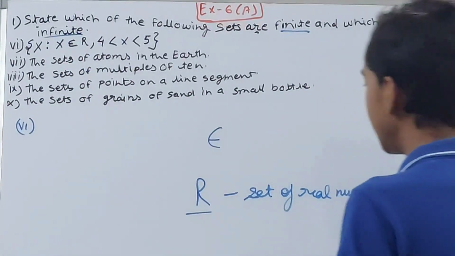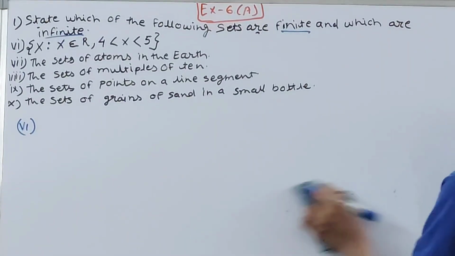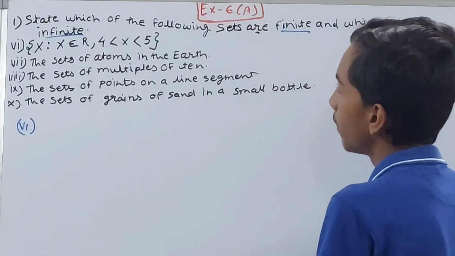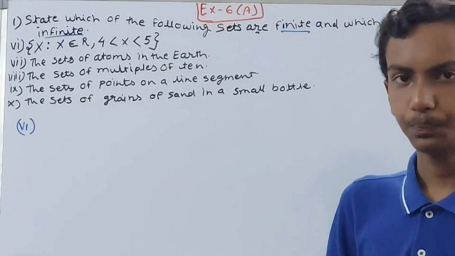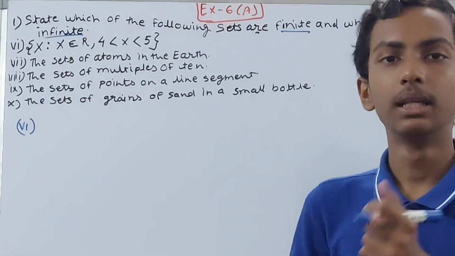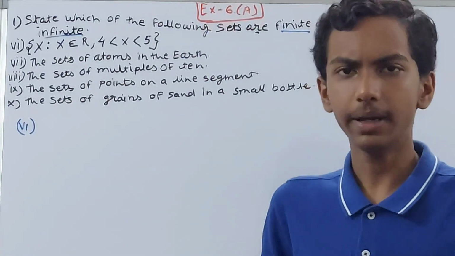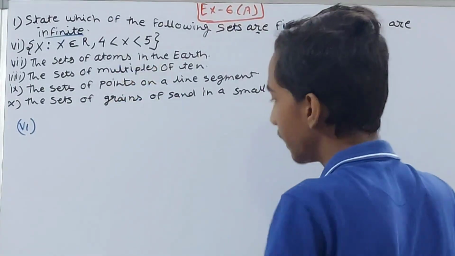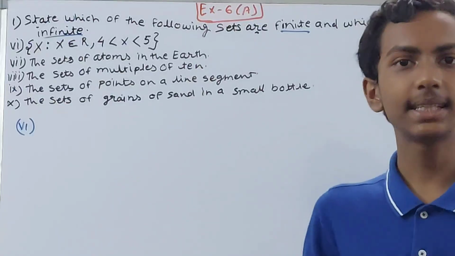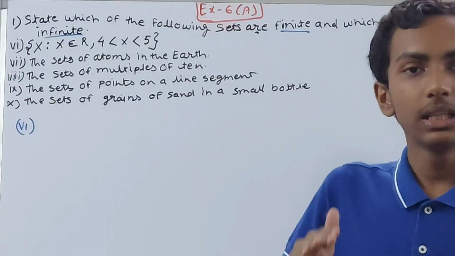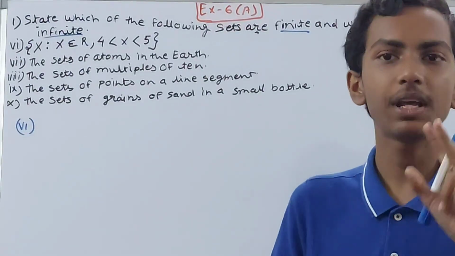So basically there is nothing in this part. They are just saying that you have to tell how many values of X can be here. If it is a countable value, then the set that you have is finite. If it is uncountable, then it is infinite. Look here, have we studied the property of real numbers? Yes, we have studied real numbers. The property says that there are infinite real numbers between any two real numbers.